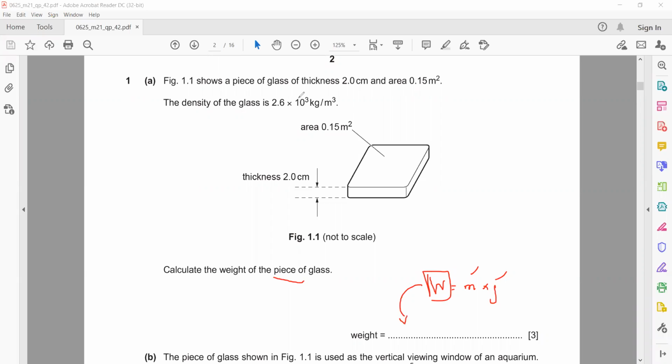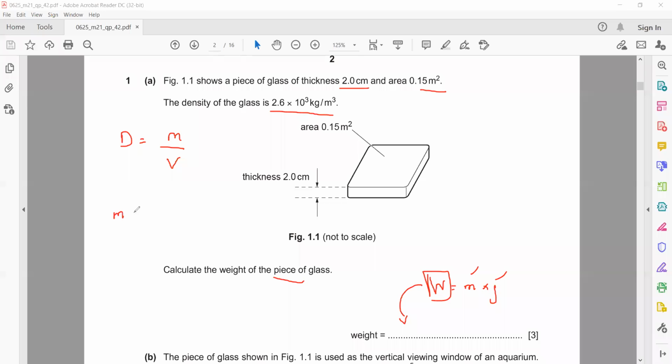But the problem here, in the question, they did not provide us the mass. So how to get the mass of this object? We have the density, we have the area, and we have the height or thickness. But keep in mind, all should be in same unit because if area is in meter square, the thickness should be in meter as well. So we use the formula density is mass divided by volume. So first we'll find the mass.